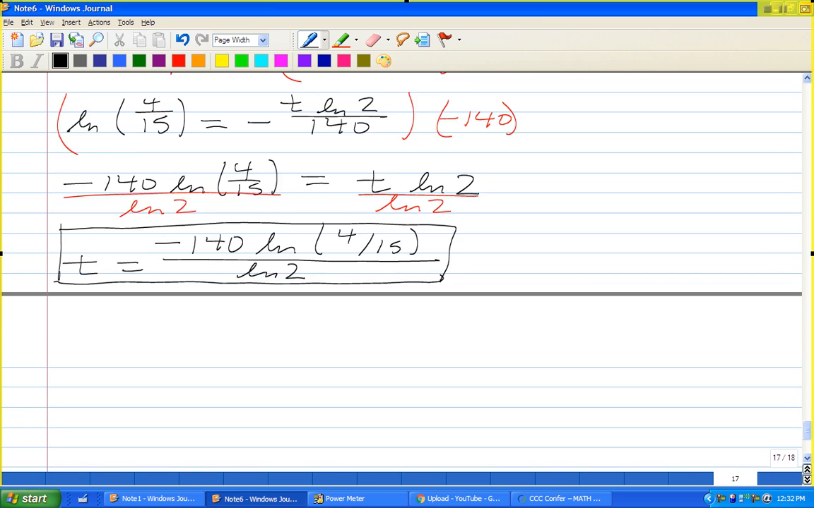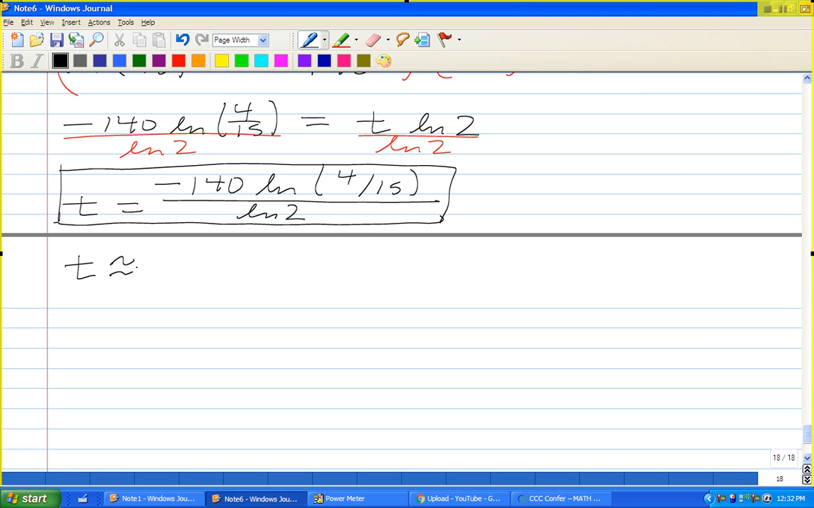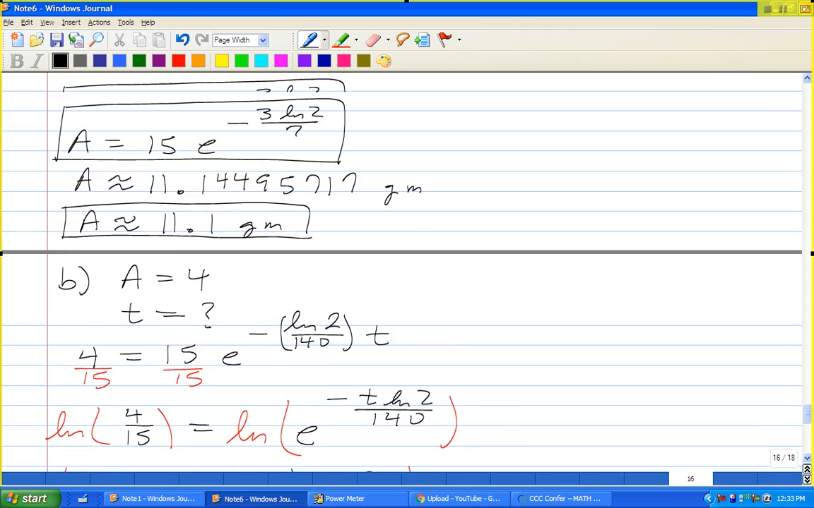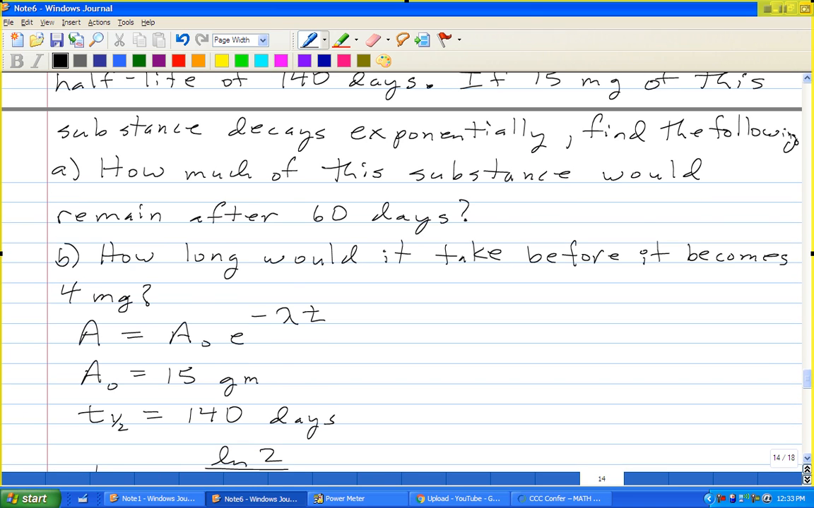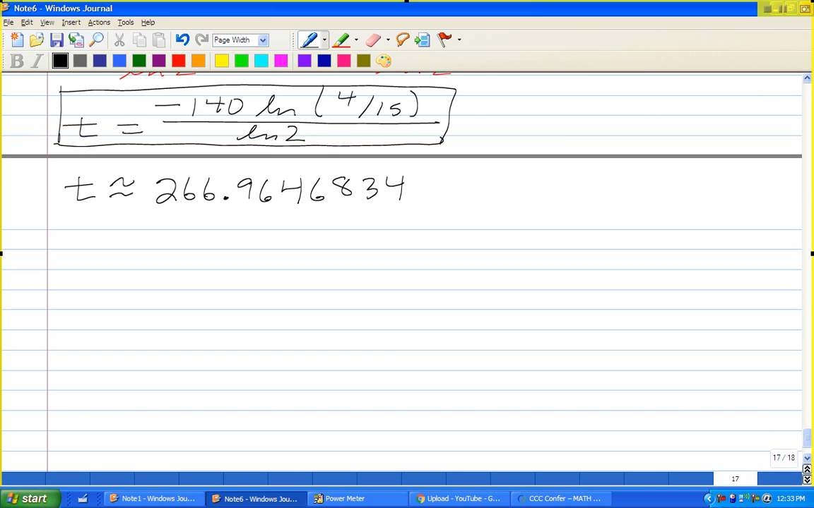And so let's plug that into our calculator and see what we get. And so it's negative 140 times ln of 4 over 15 divided by ln of 2, which is 266.9646834. And what is this in days? This is in days. Okay. And so T is approximately 267 days.